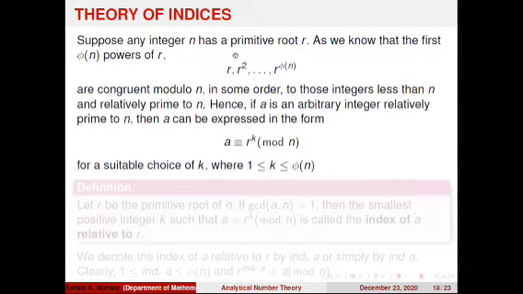Suppose any integer n has a primitive root r. As we know, the first phi of n powers of r, which are r, r square, and so on up to r to the power phi of n, are distinct modulo n. Okay, so the first phi of n powers of r, these all are incongruent to each other under modulo n. Okay, but their orders may be different or may be the same.